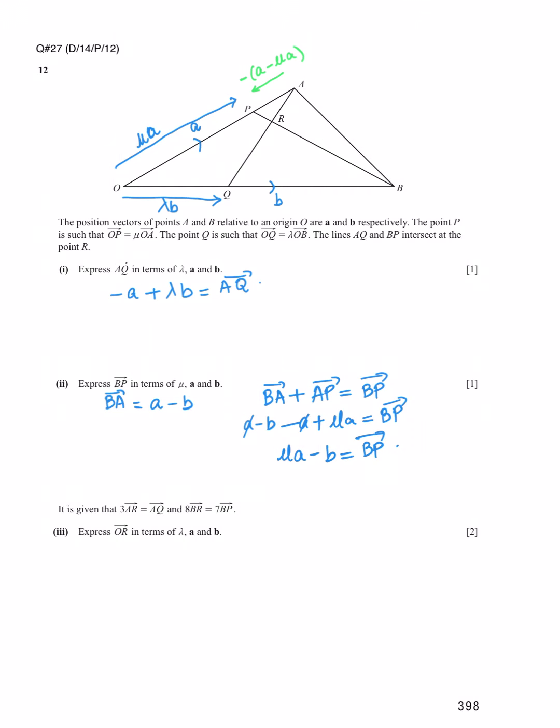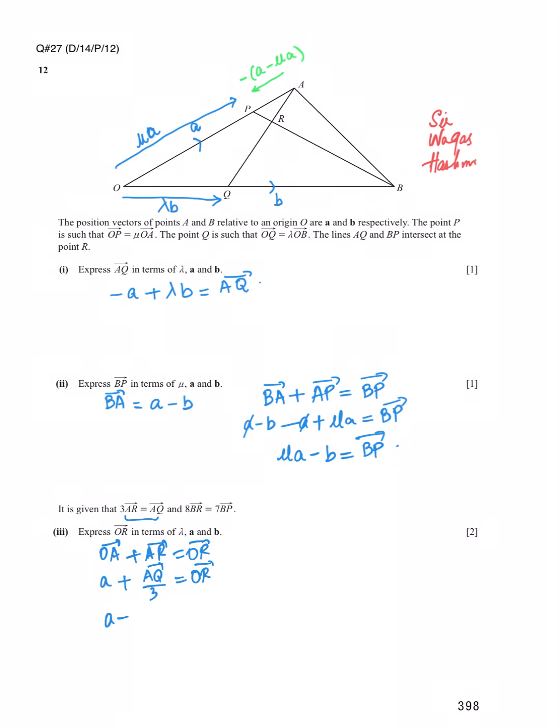that is the vector BP we have. Next part, it is given that 3AR equals AQ and 8BR equals 7 times BP. Express OR in terms of lambda, a and b. For O to R, I can do that from O to A and A to R. From O to A and then from A to R leads to OR. We have the vector OA, which is a, plus AR. What is AR? AR will be AQ divided by 3.